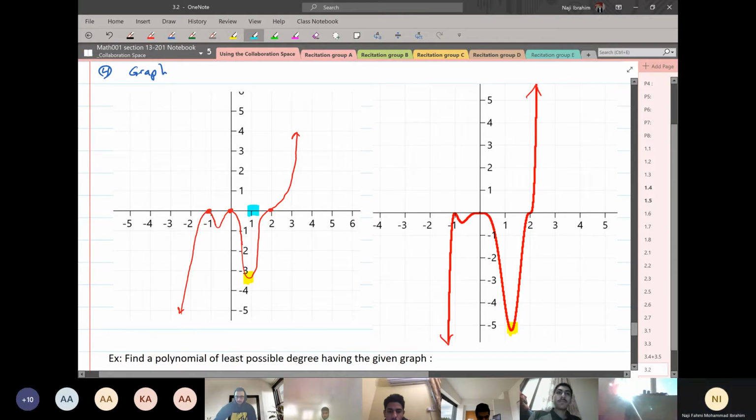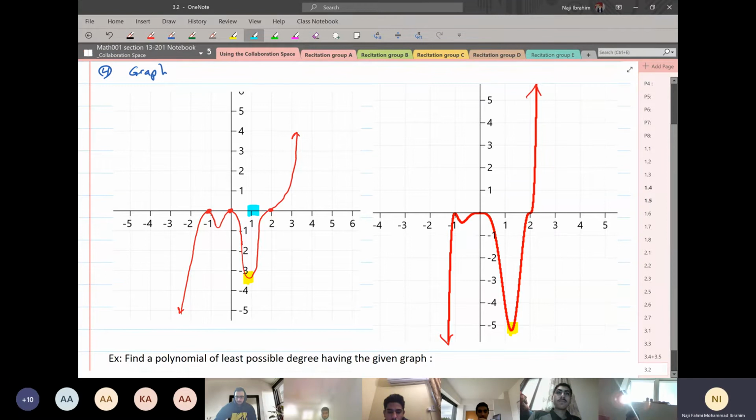Now, how can a question like this come in the exam? He may ask you, where are the intervals where the graph is above the x-axis? Can anyone answer this question for me? When is this graph above the x-axis? From 2 to infinity.